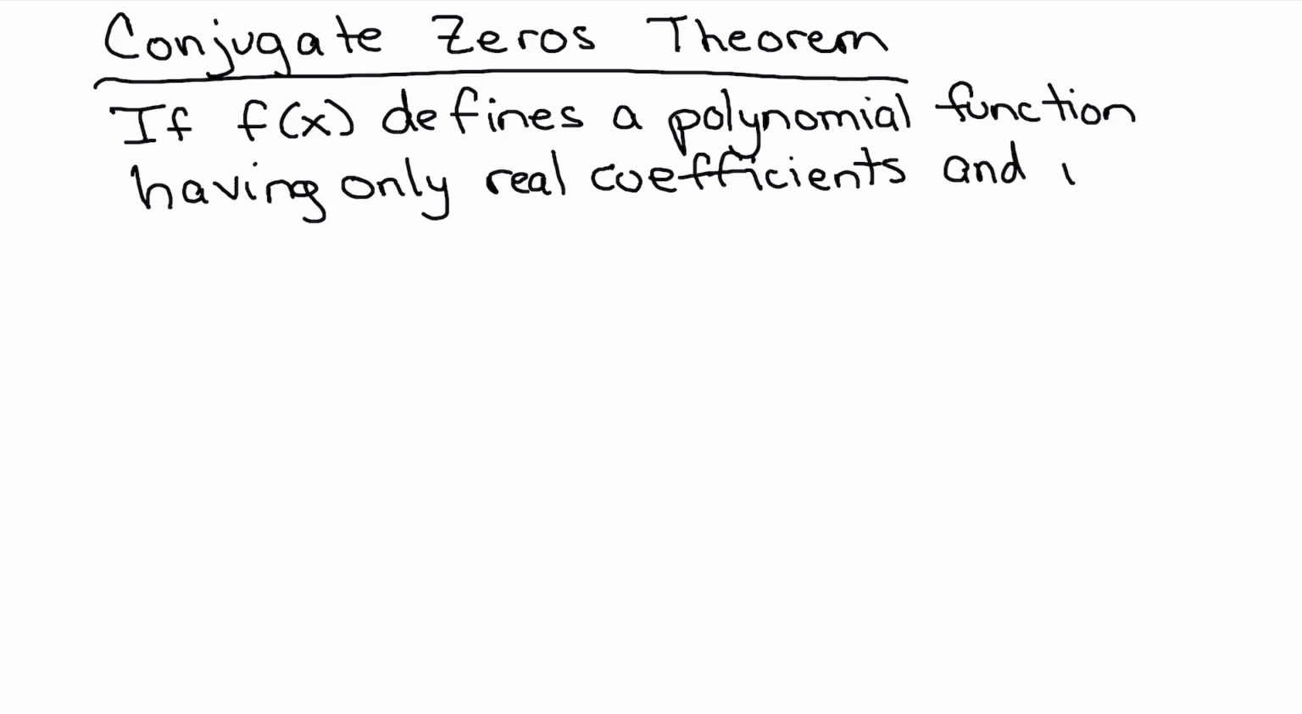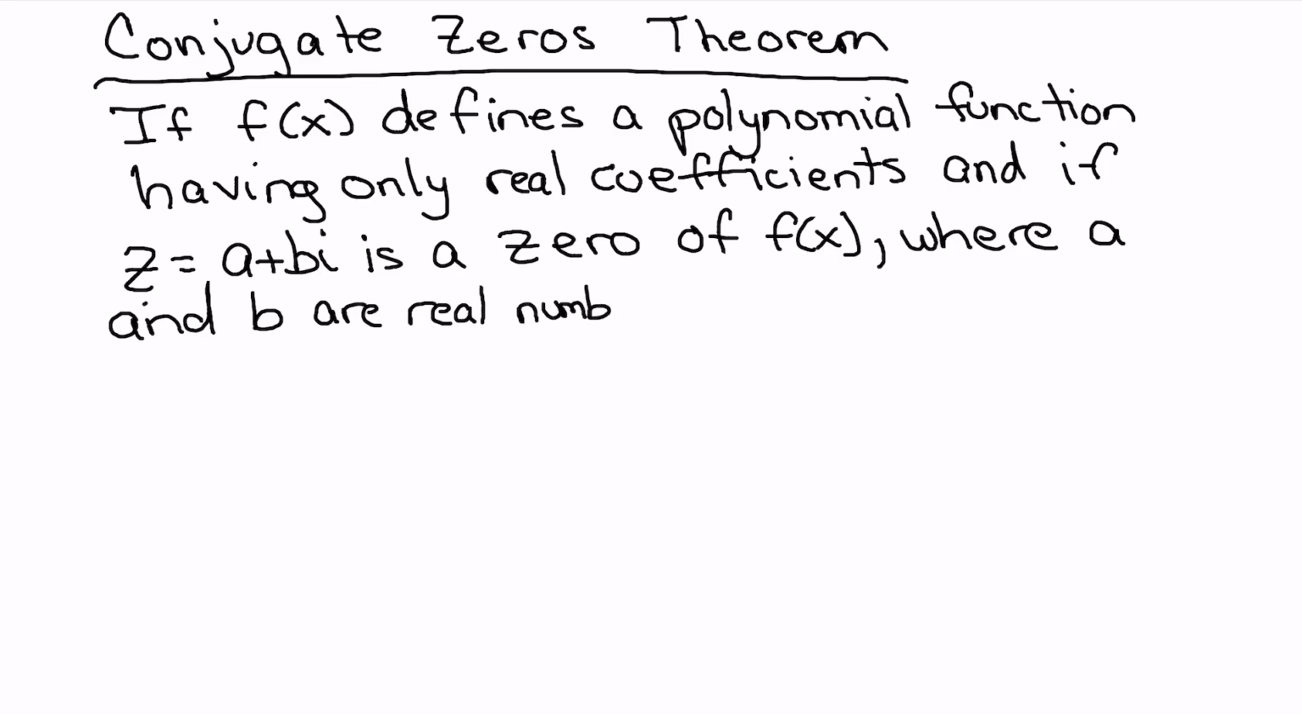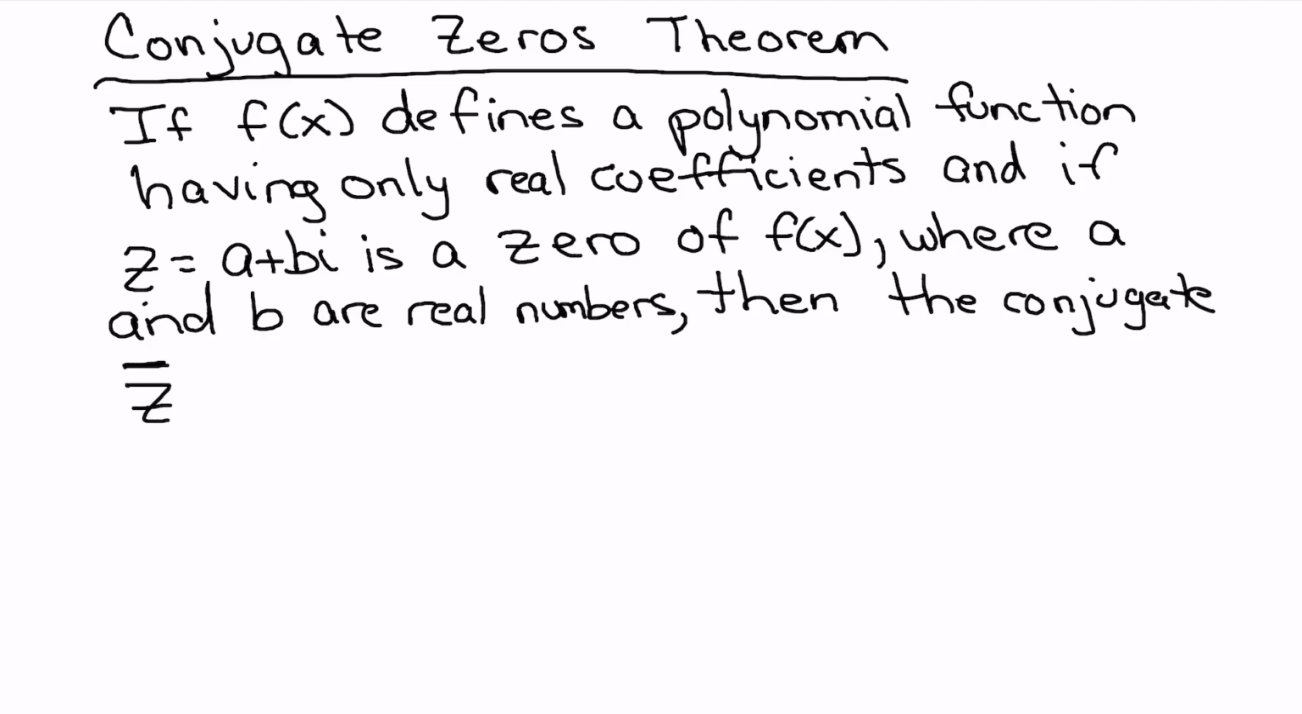And if z equals a plus bi is a zero of f of x, where a and b are real numbers, then the conjugate, which we'll just do a little bar over it to indicate, the conjugate of the complex number, a minus bi, is also a zero of f of x.